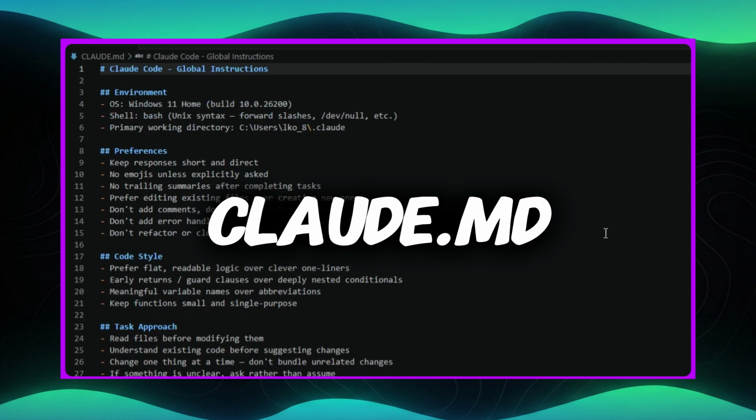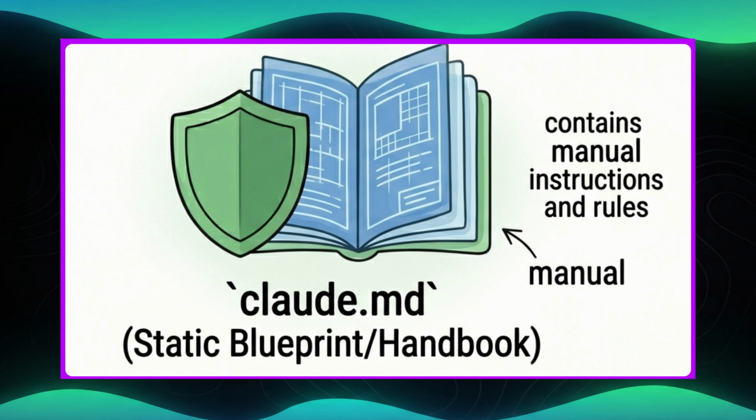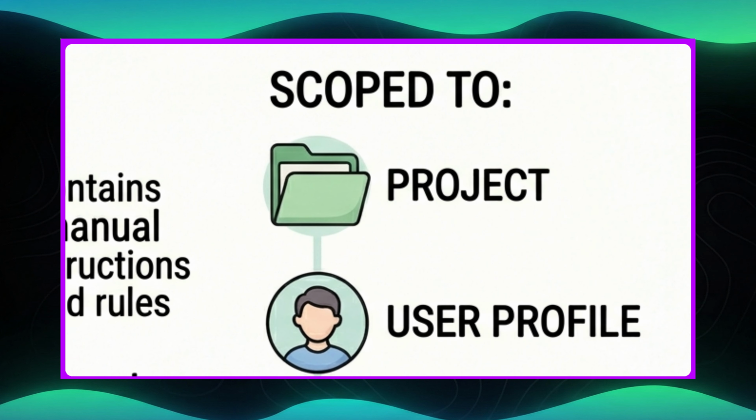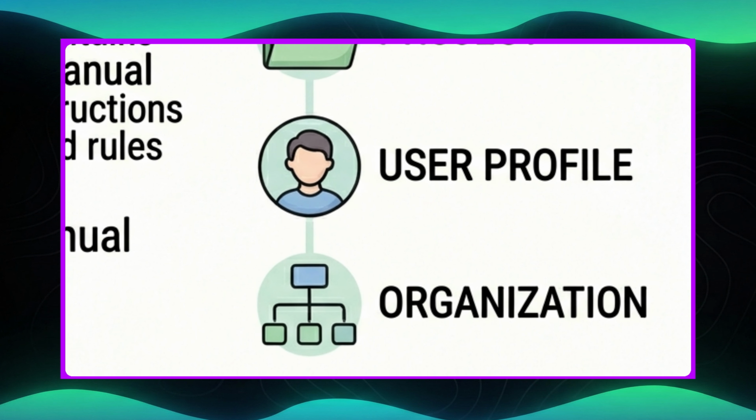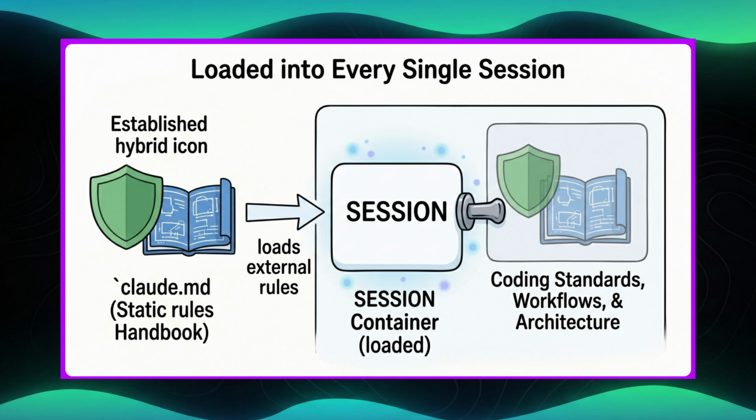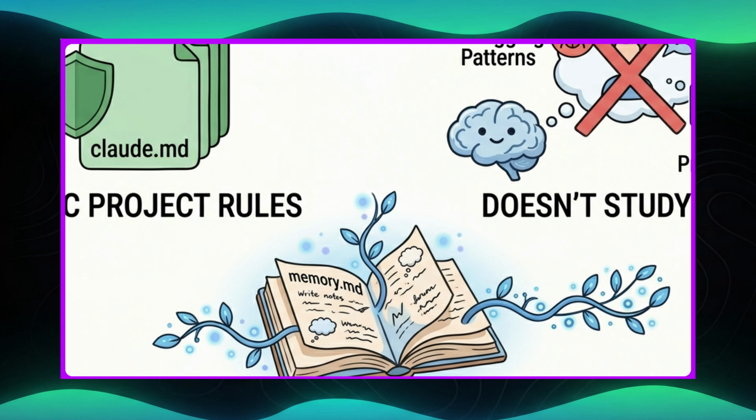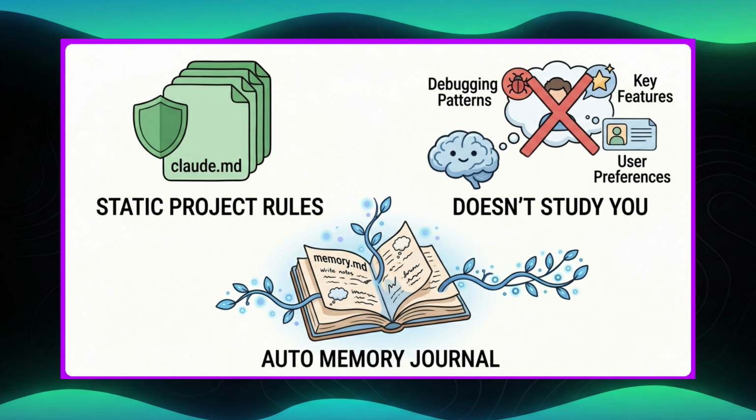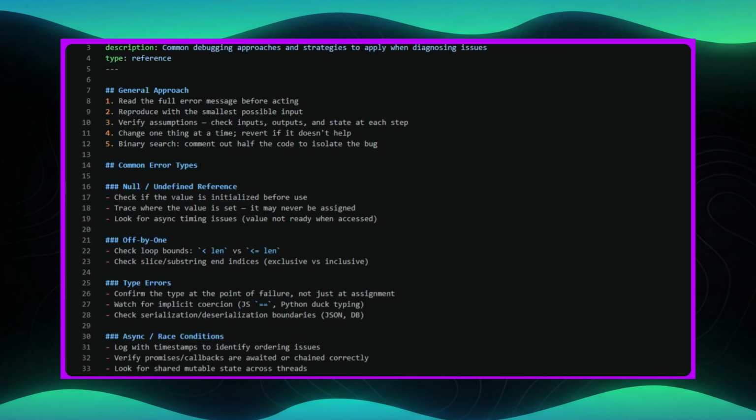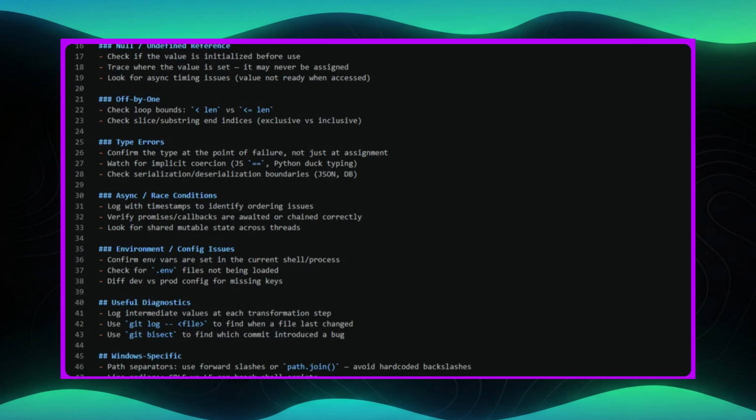Let's start with Claude.md. Think of this as your project's blueprint. These are static files that contain your manual instructions and rules. You can scope them to your project, your user profile, or your whole organization. The file is loaded into every single session, and it's perfect for hard coding your specific coding standards, workflows, and project architecture. But while Claude.md tells the AI about the project, it doesn't study you. It doesn't learn your specific debugging patterns or what features matter most to you.